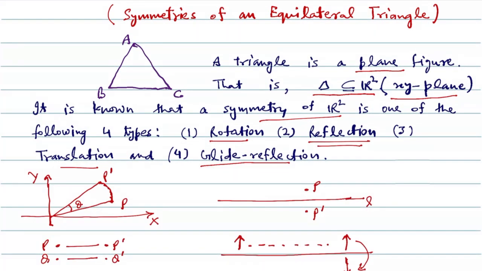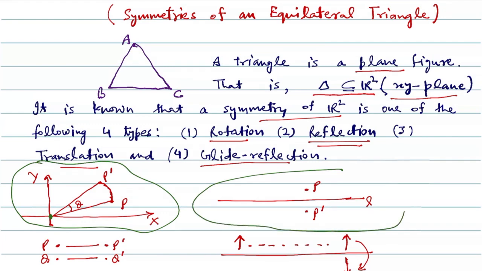The rotational symmetry rotates all the points of the plane by an angle theta except the point about which the plane is rotated, that means in this figure this point. Reflection symmetry reflects all the points of the plane about a line except the points on the reflecting line. That means points on the line L will be fixed under this reflection.